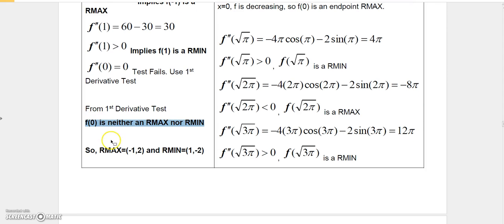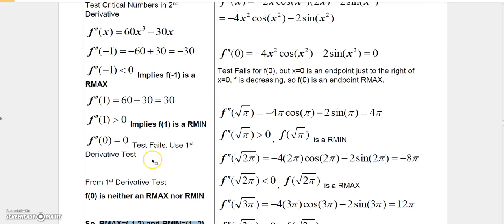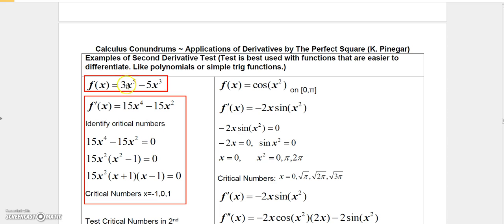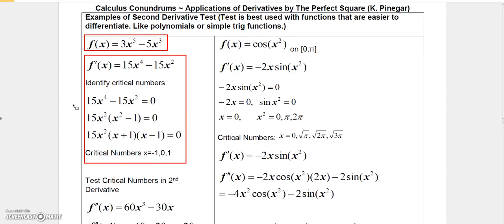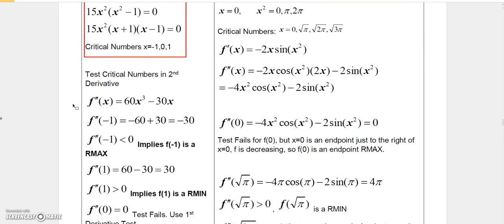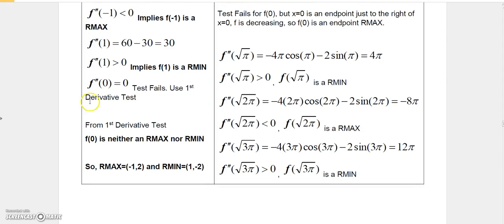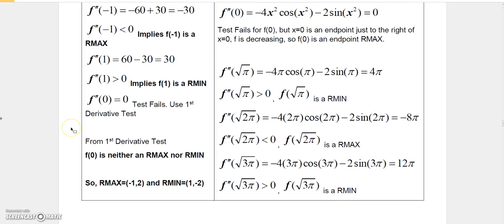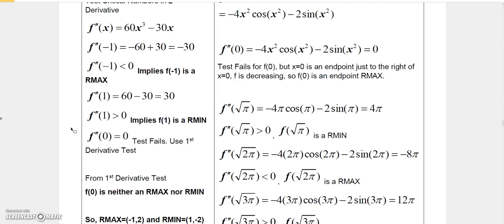So all I have here is a relative max at -1, and f of -1 is 2, and a relative min at 1, and f of 1 is -2. And again, I got the y values by plugging -1 and 1 into the original function. Now, this test works best on polynomials. It's no fun if the test fails and you have to go back to the first derivative test, but it works on many polynomials without failure.